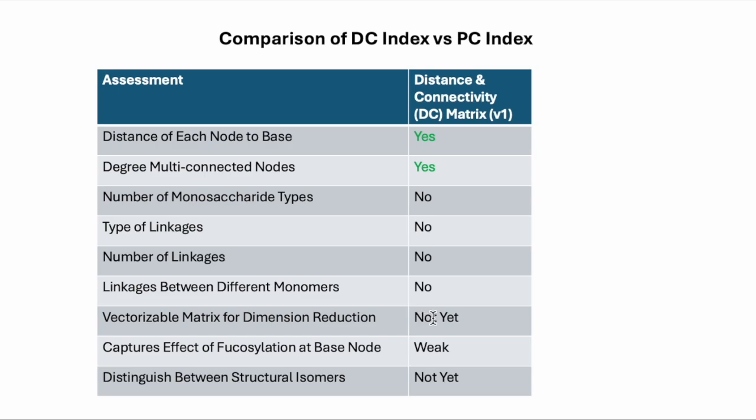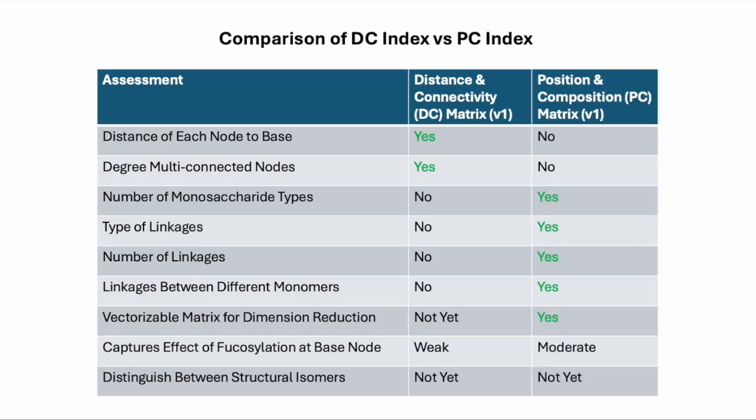However, there are a number of key features of glycans that it could not capture, such as the number of monosaccharide types, the types of linkages that connected those monosaccharides, the number of linkages, and whether different monosaccharides were connected to each other. Thus, I created a second method, which I will talk about today, called the position and composition matrix. This one measures these features and has an added advantage that the matrix was designed to be vectorizable.